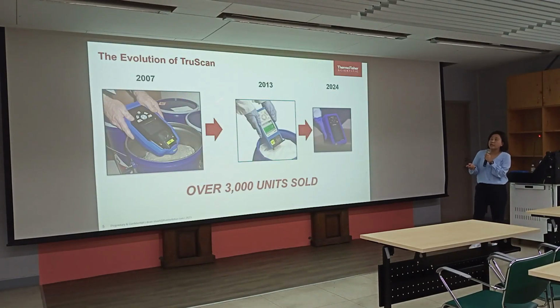And now today I will focus on TruScan. Just want to let you know, actually our TruScan started to launch in 2007. We call the TruScan Classic. This is our first generation. And then we do a lot of improvement in the firmware, hardware. Then we launch another model we call the TruScan RM in 2013. And now this year we launched the third generation we call the TruScan G3. And currently we have sold more than 3,000 units globally.